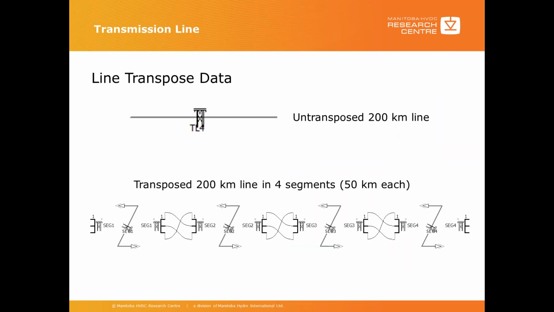Now, if the study line is a long transposed line, to model it, we need to divide the line into multiple segments and connect them as shown here. So on the top, we have a 200-kilometer line, which is untransposed. If you need to model it without any transpose, you can just use the transmission line model with the correct length. But if you need to represent this 200-kilometer line in 4 segments or transpose 4 times, you need to divide the line into 4 segments, each 50 kilometers, and transpose them externally, as shown in this example.